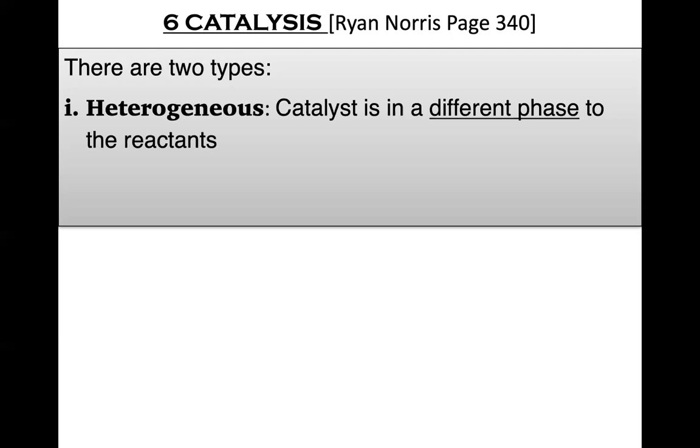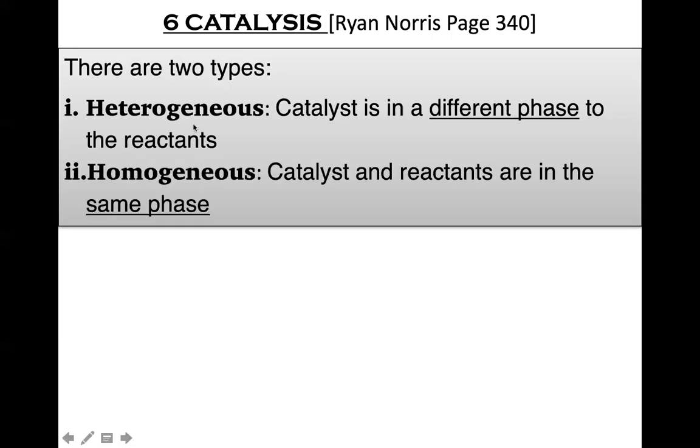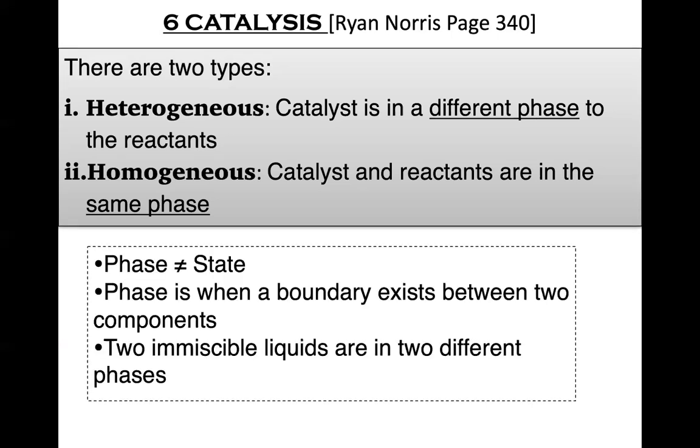There are two types of catalysts, the heterogeneous catalyst and the homogeneous catalyst. Hetero means different, okay? The catalyst is in a different phase to the reactants. Homogeneous means the catalyst is in the same phase as the reactants. Now, what is phase? Phase is not the same as state. Phase is when a boundary exists between two components. For example, water and oil. Both of them are liquid, they are in the same state, but because they do not mix, they are two different layers, we say that they are in two different phases.